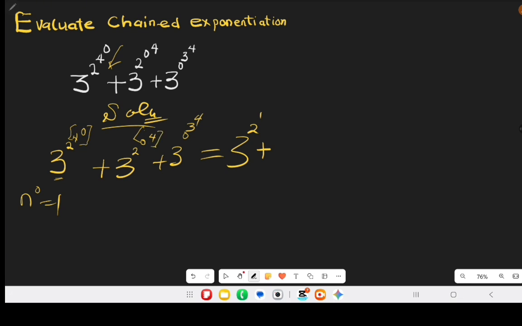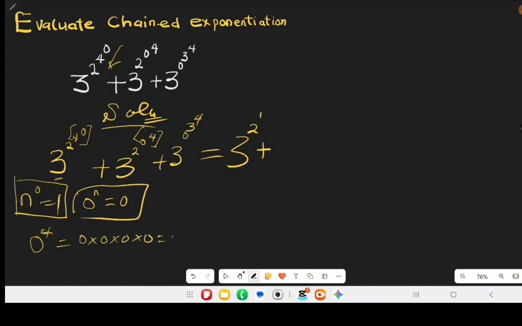0 raised to the power of 4 is equal to 0. In mathematics, 0 raised to the power of a positive number, let's say n, is equal to 0. 0 raised to the power of 4 is the same thing as 0 times itself 4 times, which is 0 times 0 times 0 times 0, which will give us 0. So the top here will give us 3 raised to the power of 2 raised to the power of 0.